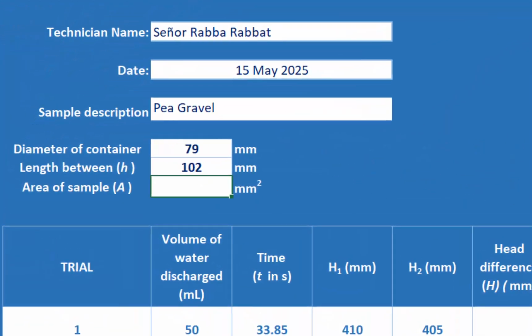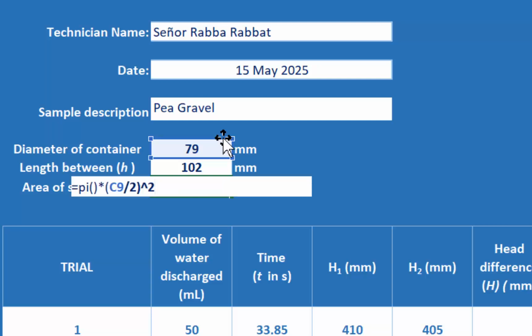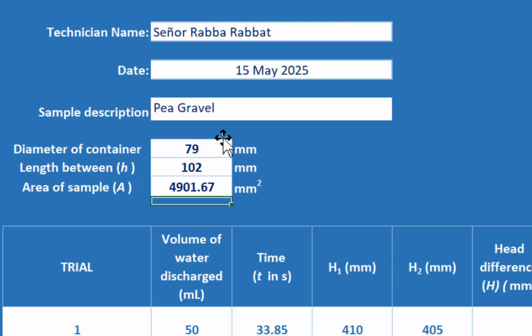So first, to calculate the cross-sectional area of the sample, which is of course pi times the radius, which I'll calculate as the diameter divided by 2, squared. And that gives us the area of the sample. I'll just reduce this one down to a whole number.